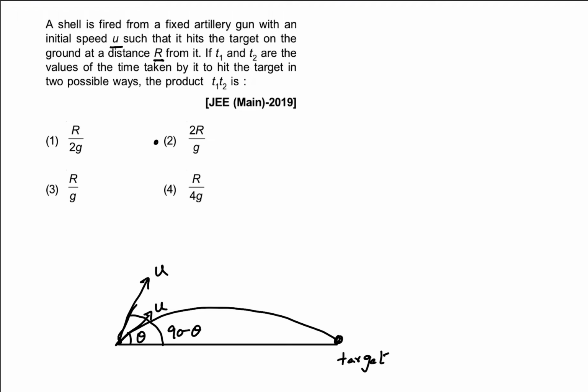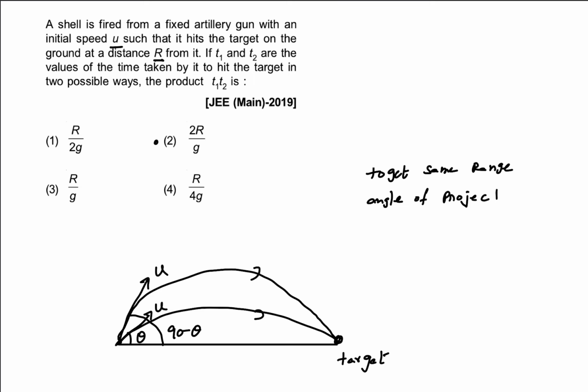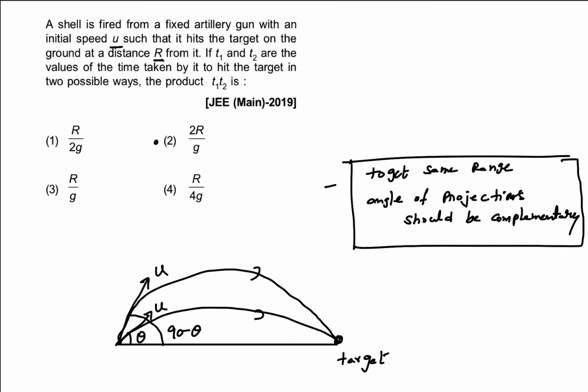The other angle should be 90 minus theta to get the same range. To get the same range, the angles of projection should be complementary. Observe this carefully. This is the main point to solve the problem. Now I am writing the range. Anyway, the range is the same in both cases.